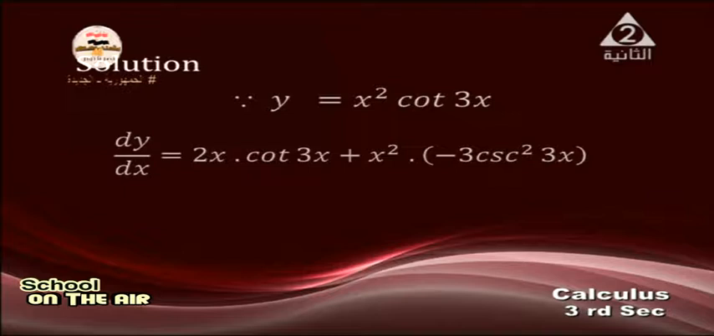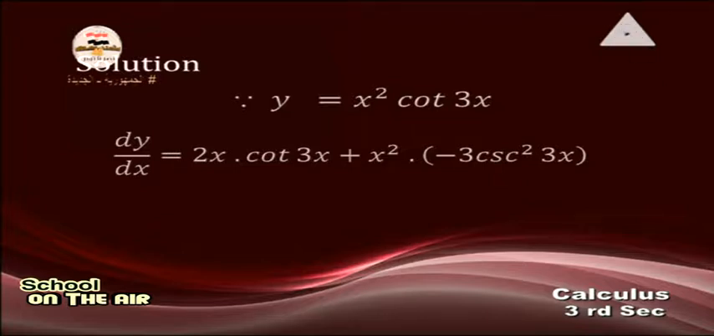The derivative of cotan 3x equals negative cosec squared 3x, and the derivative of 3x equals 3, then the derivative of cotan 3x equals negative 3 cosec squared 3x.